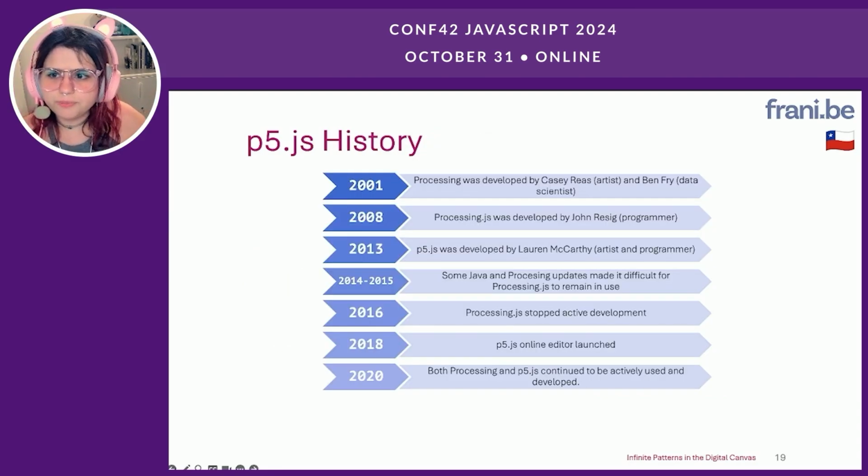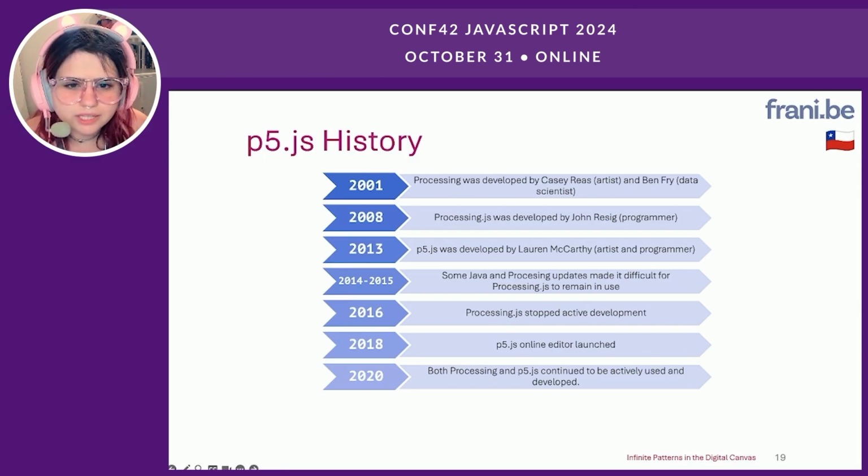Here's the story of p5.js. In 2001, Casey Reas, an artist, and Ben Fry, a data scientist, both students at the MIT Media Lab, created Processing. Their goal was to develop a software sketchbook and a language that would serve the electronic art and visual design communities. Processing was designed to be an easy-to-use language for artists and designers, combining a visual programming environment with a simple syntax to encourage experimentation and creativity.